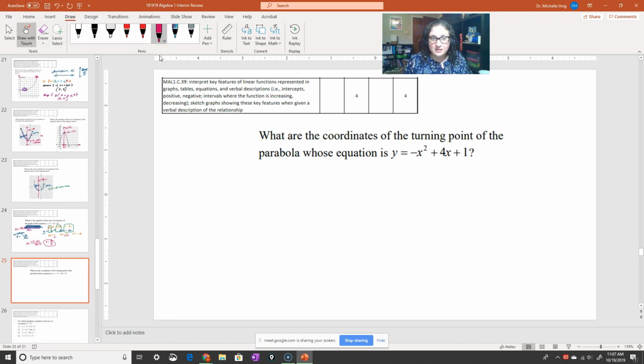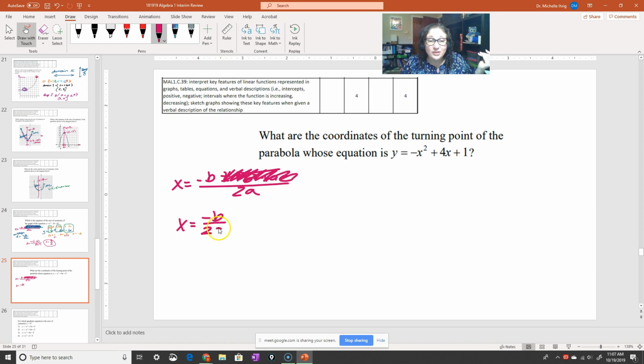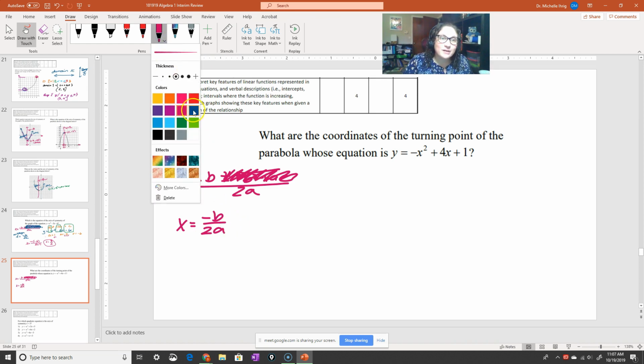All right, next. What are the coordinates of the turning point? All you have to do is find the axis of symmetry, and then you plug it back in. Remember, for the axis of symmetry, we look at the formula sheet. We get that very ugly opposite of B plus or minus the square root of B squared minus 4AC all over 2A. You cross out the gunk, and you're left with the axis of symmetry. You don't have to memorize it, but you have to know how to use it.